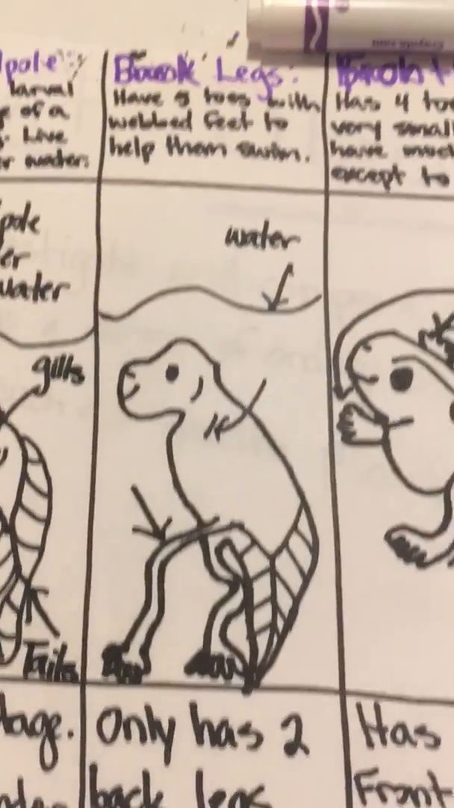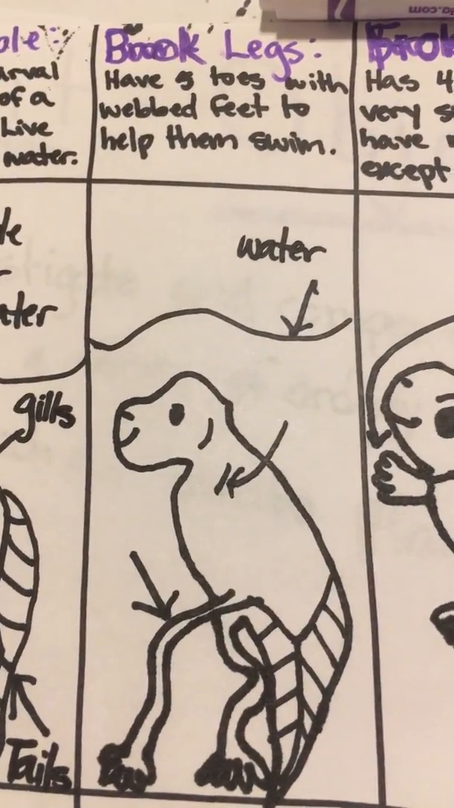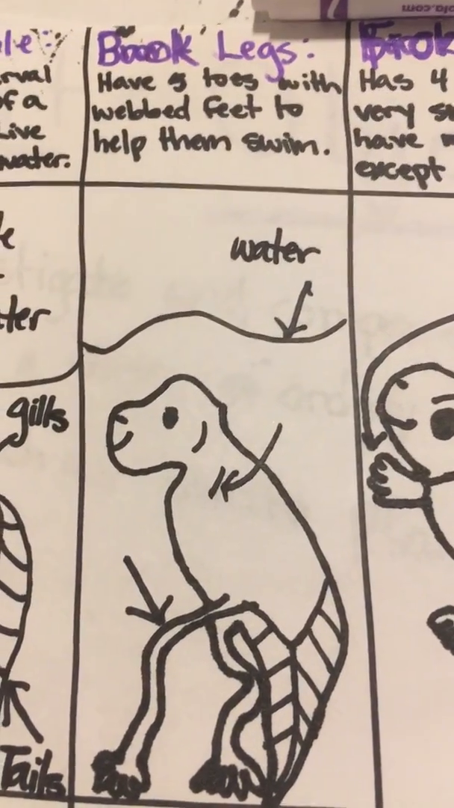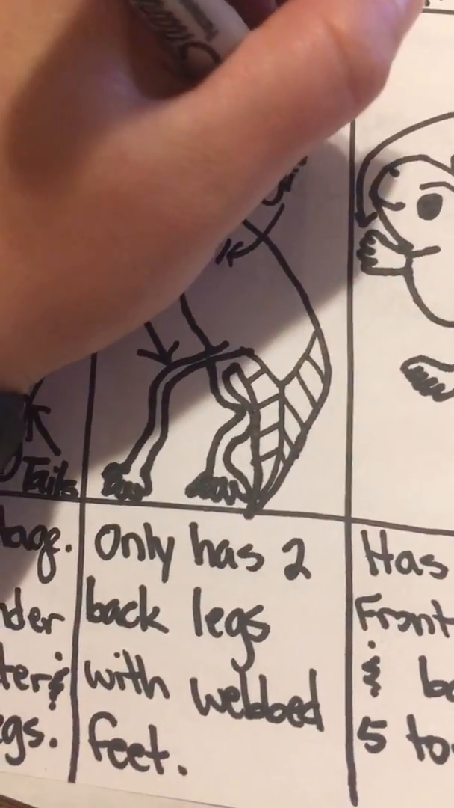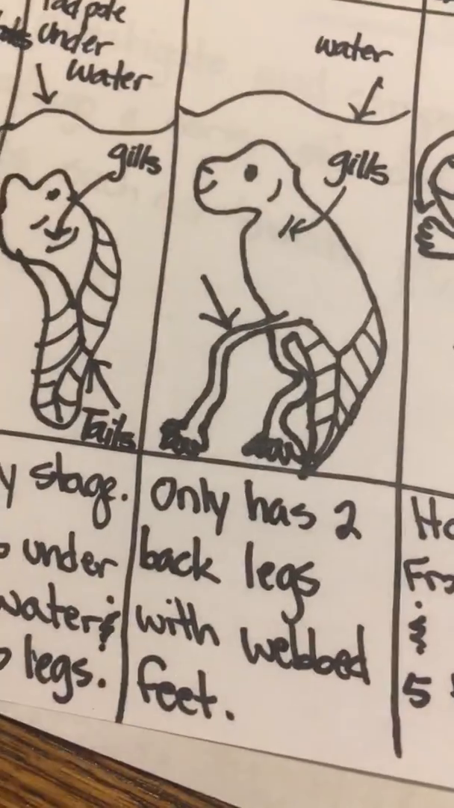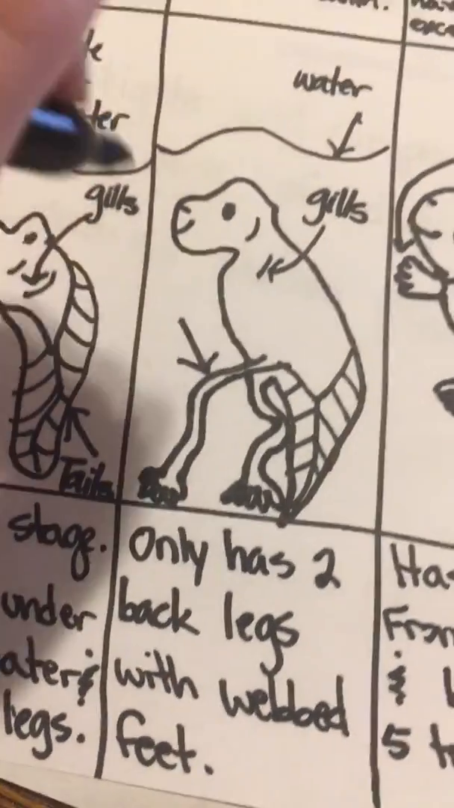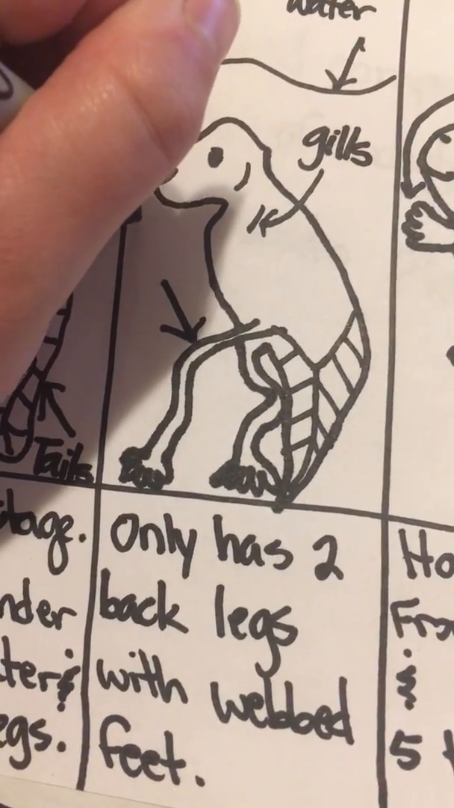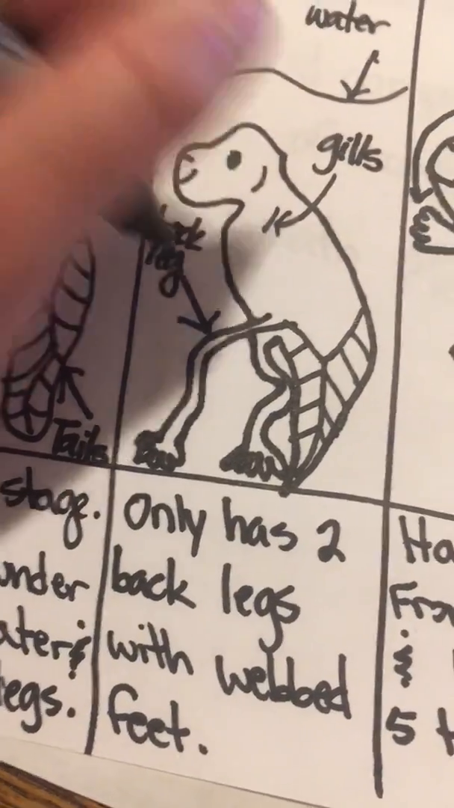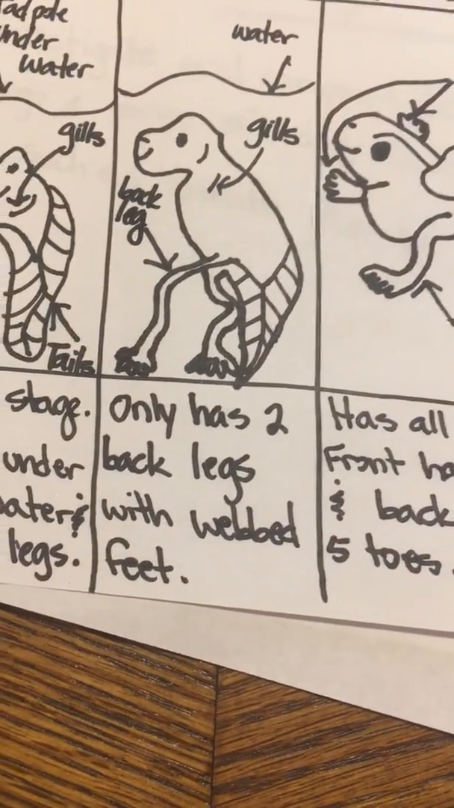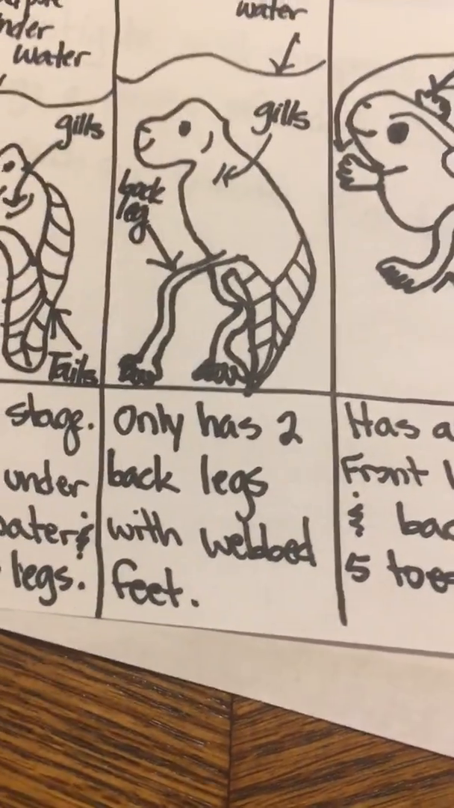For back legs. The definition for back legs is it has 5 toes with webbed feet to help them swim. And there's our gills again. Why would I have an arrow pointing to its leg? Very good, because that is our vocabulary word, back leg. And Miss Wilhelm put it only has 2 back legs with webbed feet.